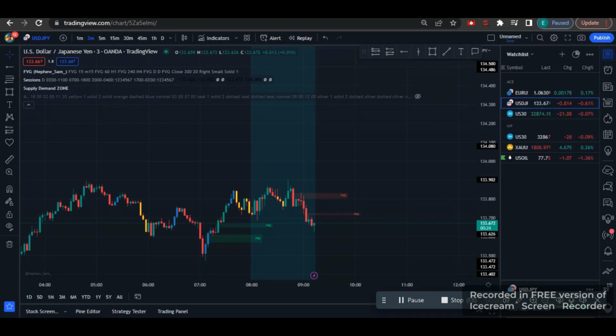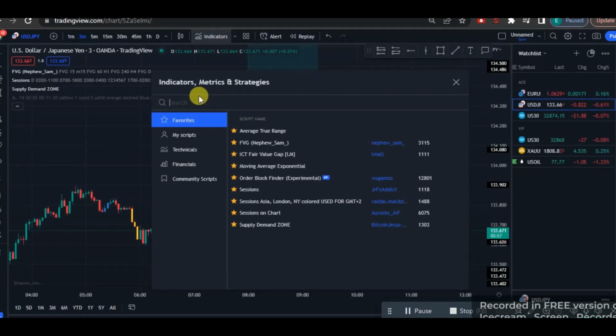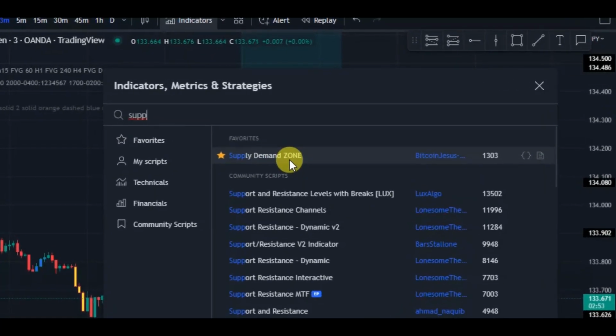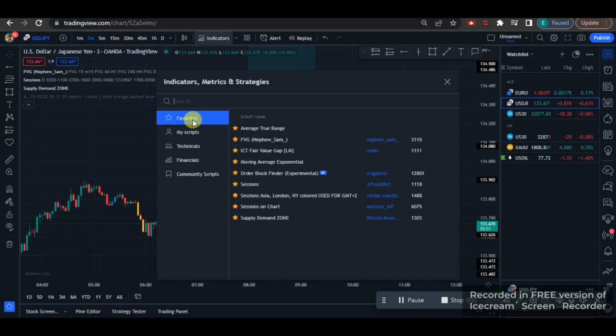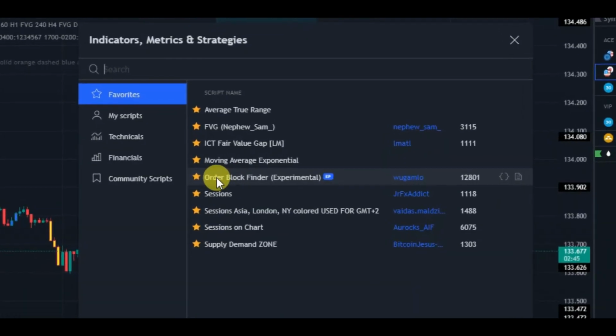So guys, in this video I want to show you an in-depth supply and demand trading strategy breakdown. First, you want to come to the indicator section here and search for an indicator called supply demand zone, with all caps. You can also use this indicator called order block finder. It helps you find order blocks in the market.